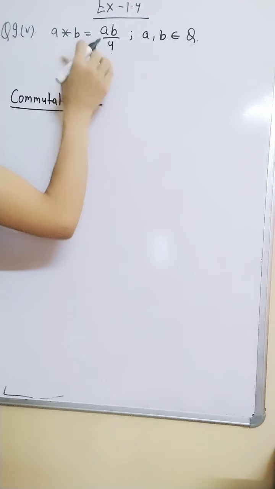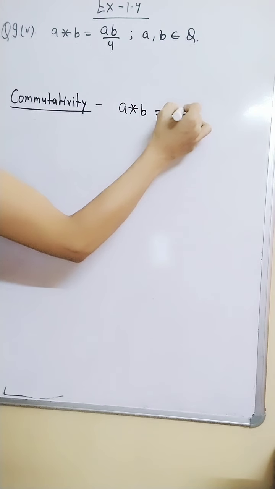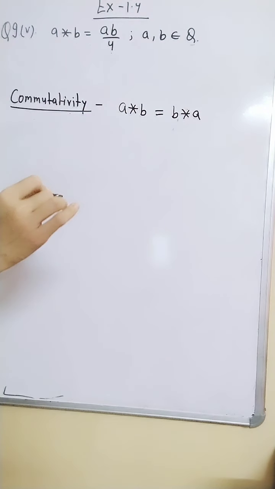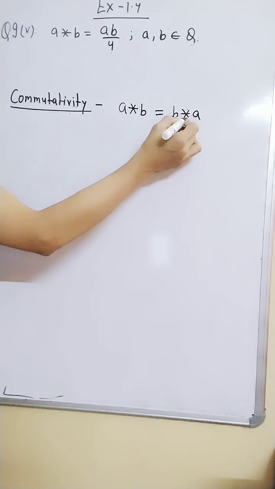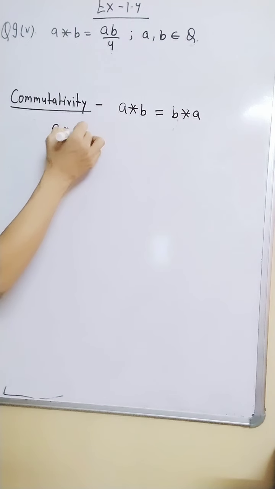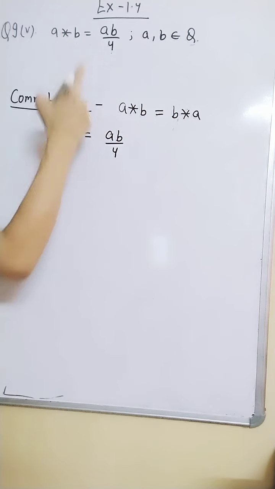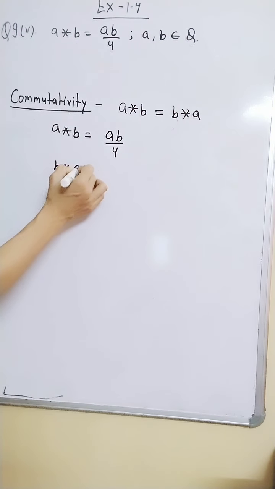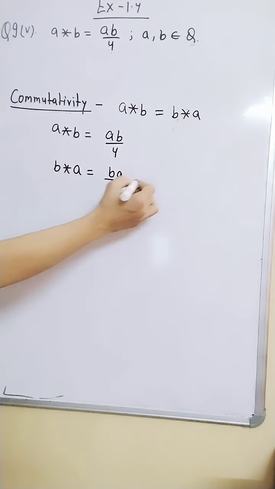So if this operation is commutative, then A operation B should be equal to B operation A, right? Commutative means what? A operation B should be equal to B operation A. And first we will find A operation B. So A operation B is given by AB upon 4. This is given, right? Now we will calculate B operation A. B operation A means what? BA upon 4.